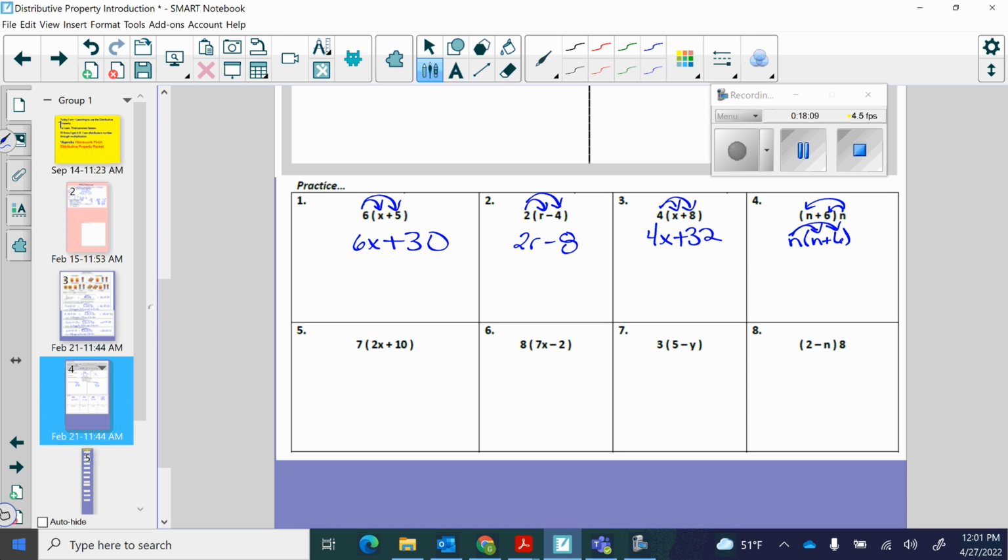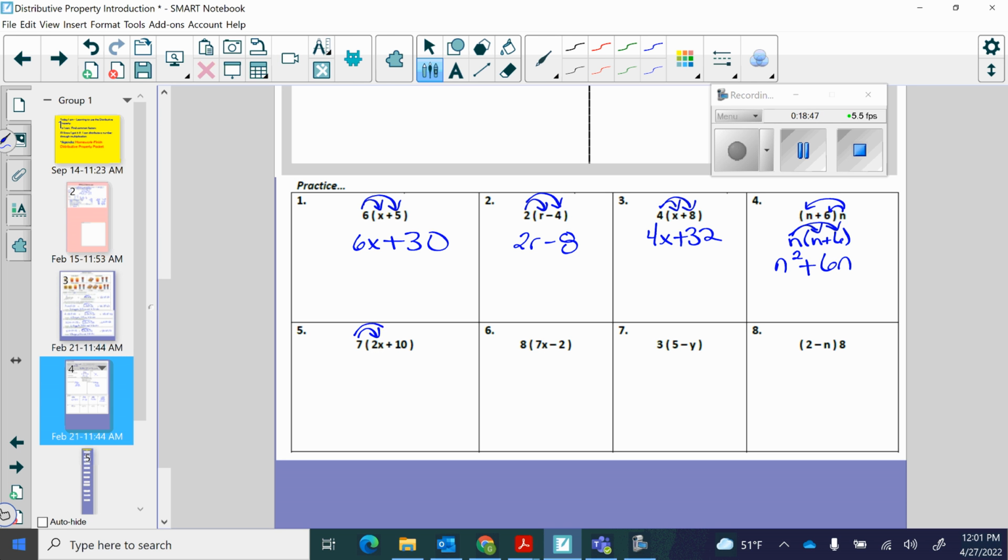This one, I prefer to rewrite it where it's in front, so I'm going to use this one. n times n. How do I show a number times itself? Using an exponent. So how many n's am I going to have with n times n? 2. So n to the second power plus n times 6, 6n. The number always goes first when you are multiplying. Number 5.